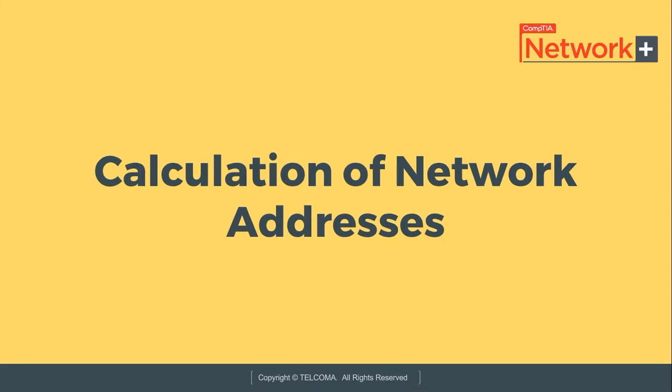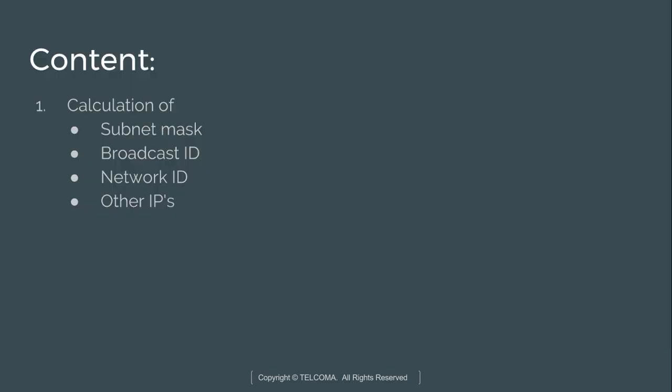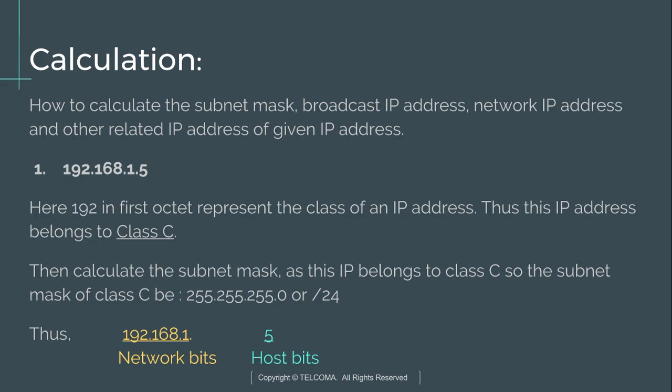Hello, today we will learn how to calculate the network addresses of the given IP address. In this we will learn how to calculate the subnet mask, broadcast ID, network ID or the other IP addresses of the given IP address. The given IP address is 192.168.1.5. So how do we calculate the subnet mask, broadcast IP address and the network IP address or other related IP addresses of the given IP address?